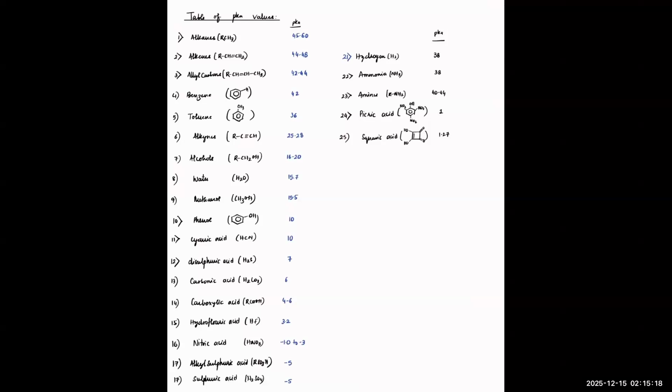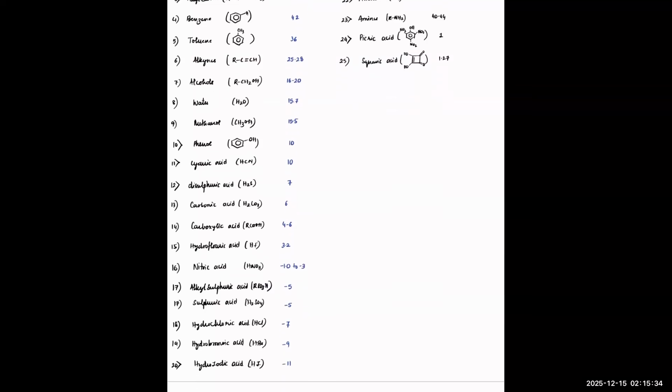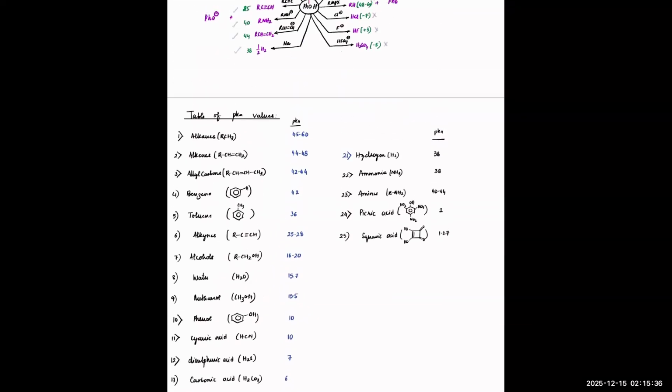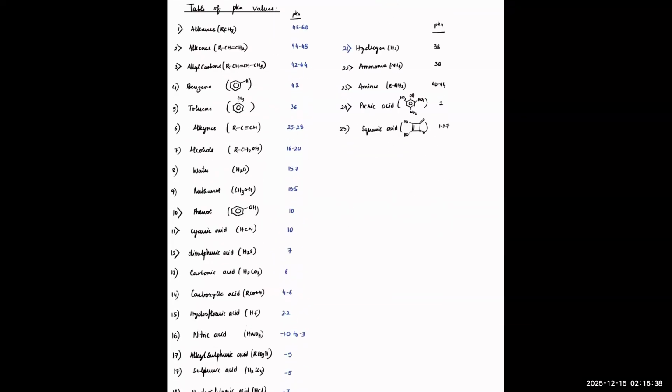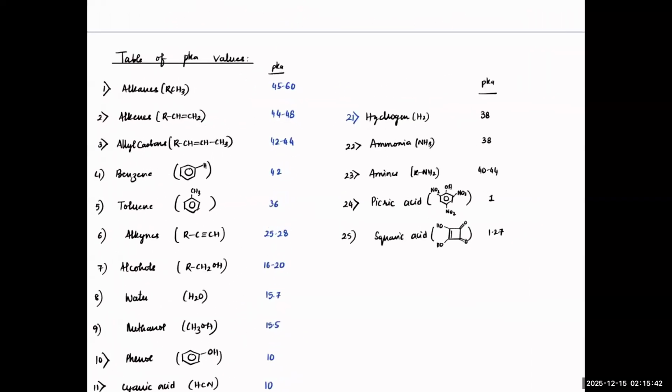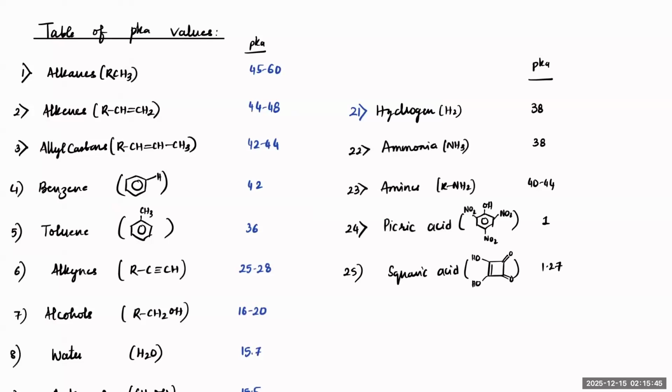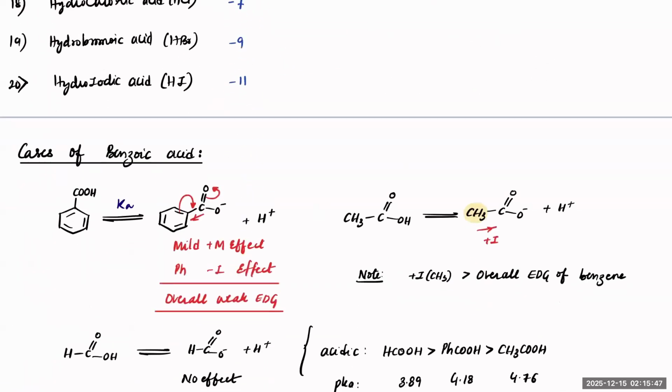Got it? Now, if you ask my suggestion, this is one table we should always have in front of your desk and start watching multiple times, what the pK values are in general or the range for various cases. Okay. So this entire list of 25 various functional group acids must be known. Clear, everybody? Right.